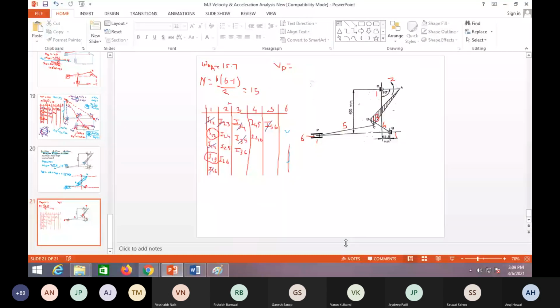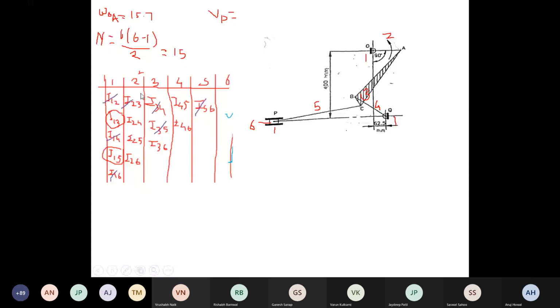Okay. 6 number of links means you will get here on the horizontal line or row 6 columns 1, 2, 3, 4, 5, 6. These are the 6 number of links. In each column, you have to write down the ICR of that link with respect to other links. यहाँ पे क्या आएगा I12, then I13, I14, I15, I16, then I23, I24, I25, I26, I34, I35, I36, I45, I46, I56. Correct? It is similar to the previous.